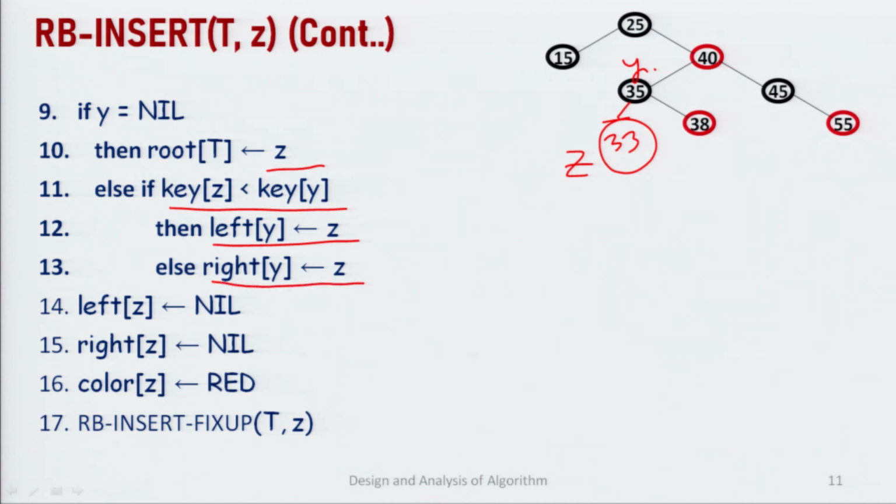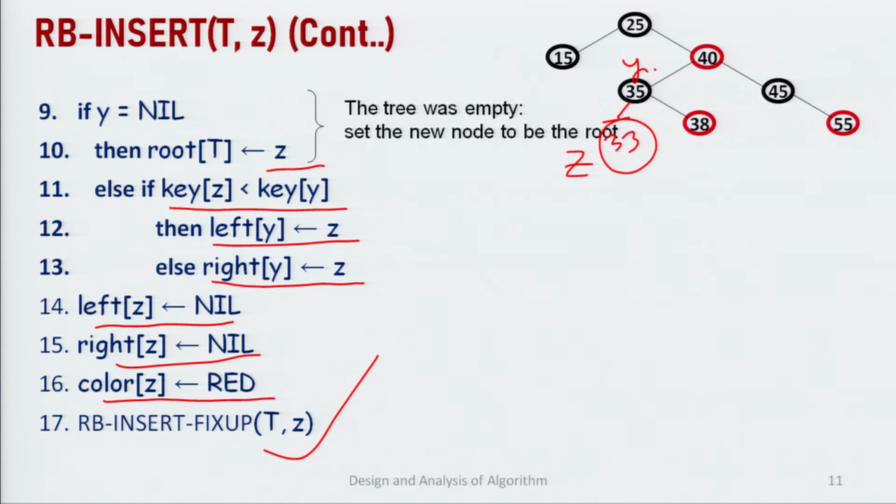Now, just see, once we have inserted 33, its left pointer will be nil, its right pointer will be nil, and the color of z is assigned red. Already we have discussed that when a new node is inserted, we give it the color red. Now, after insertion, we know that some violations may occur. So, we call the RB insert fix up operation. So, we have called the RB insert fix up operation here.